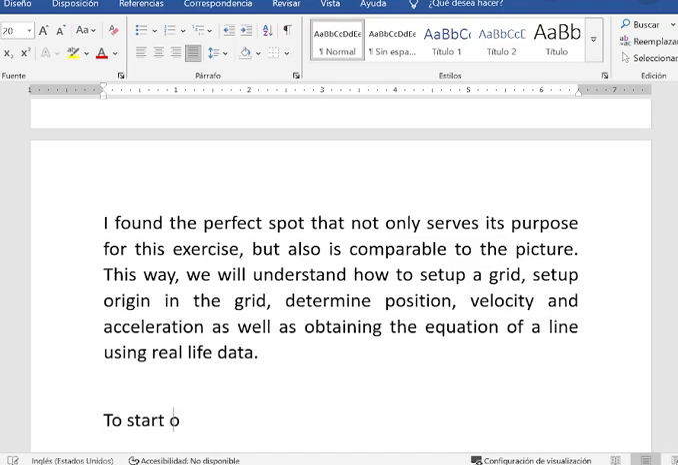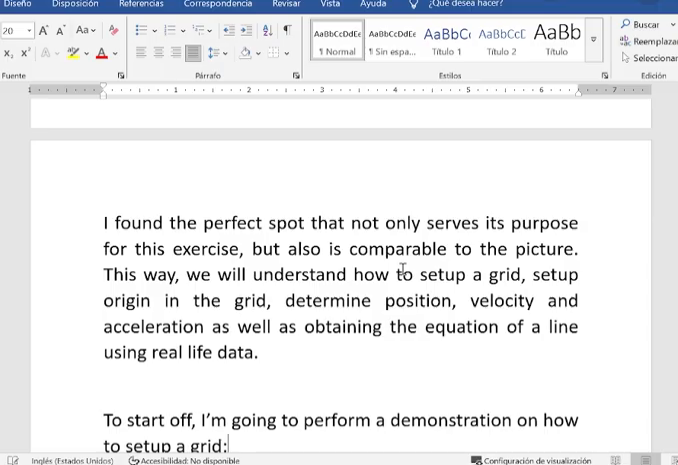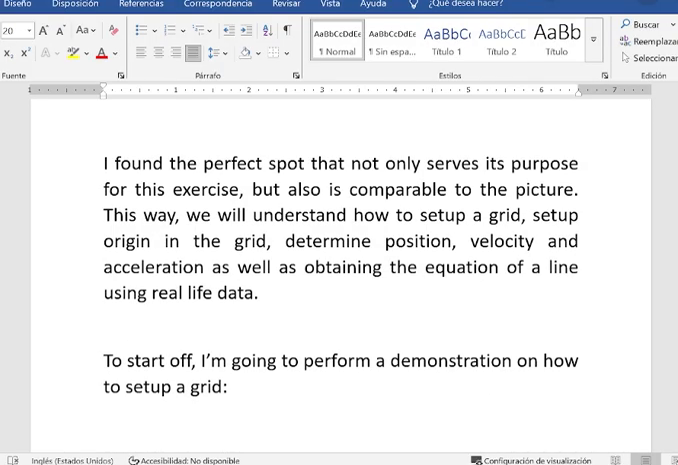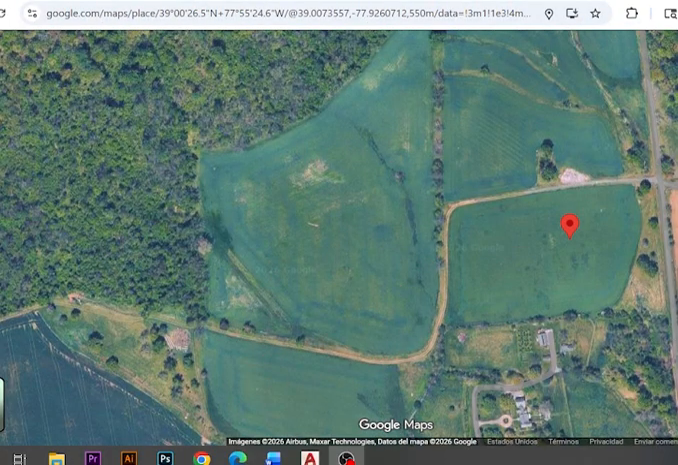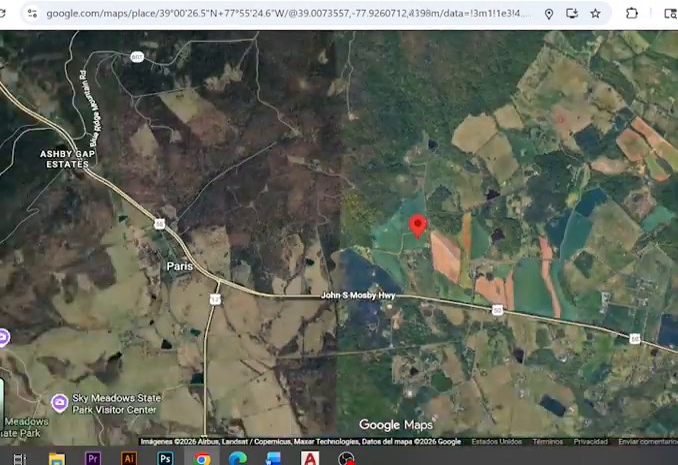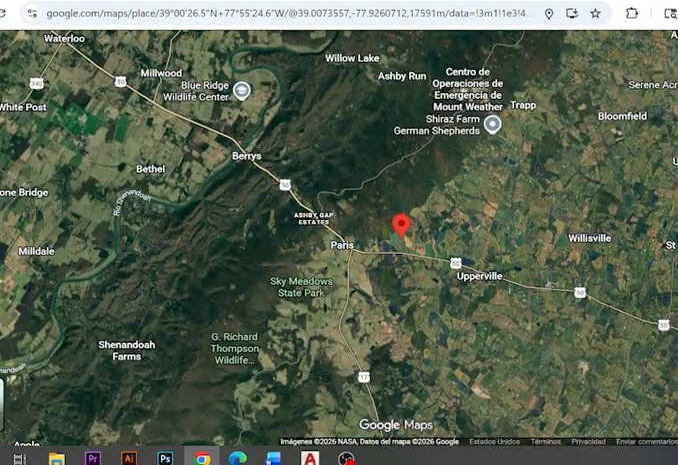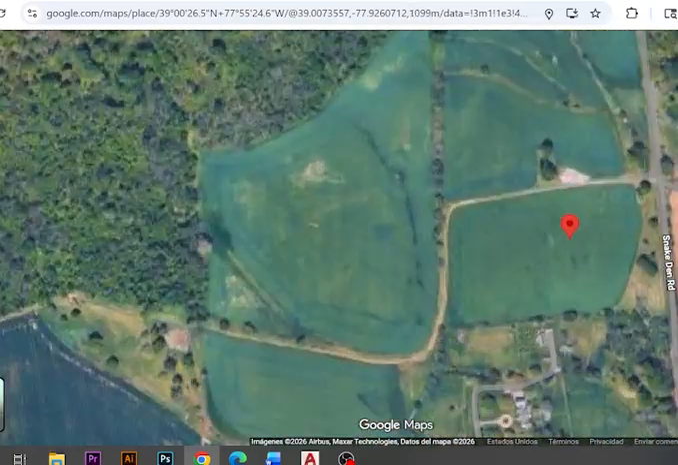So to start off, I'm going to perform a demonstration on how to set up a grid. So I showed you an image of a car going through a field that's overseen by some mountains. And so just to find the right location, I found one right here where you have a flat land right next to some mountains, as you can see. So this is a perfect example.